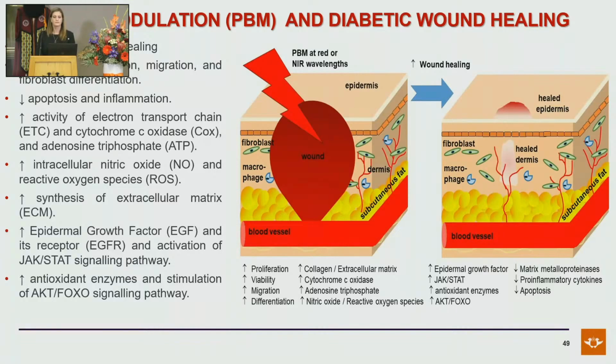PBM enhanced the synthesis of various extracellular matrix proteins, including collagen and TIMP, which inhibits our MMPs. Our MMPs were decreased, and those are the proteins that degrade our collagen. There's an increased release of epidermal growth factor, and increased proliferation, viability, and migration in response to stimulating the JAK-STAT pathway. There's also an increase in antioxidant enzymes and stimulation of the AKT FOXO signaling pathway, promoting cell survival.